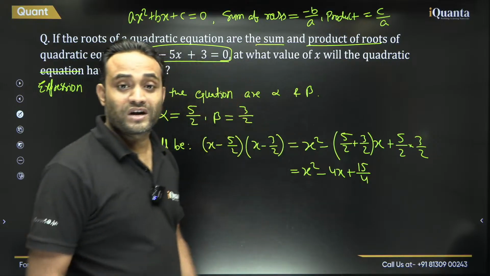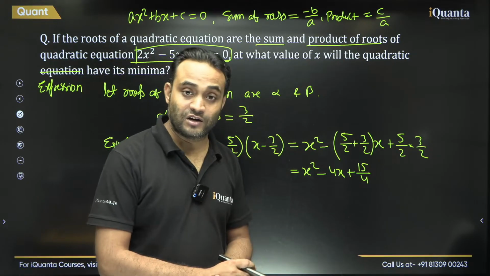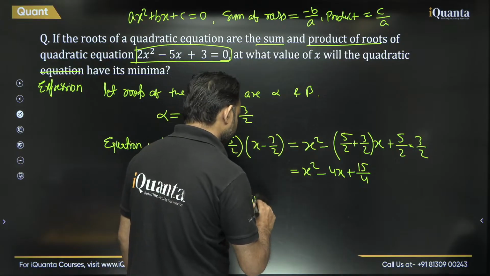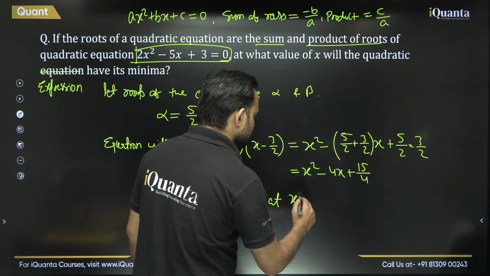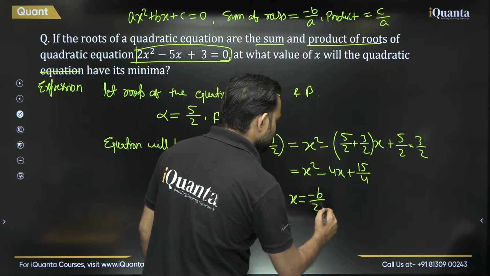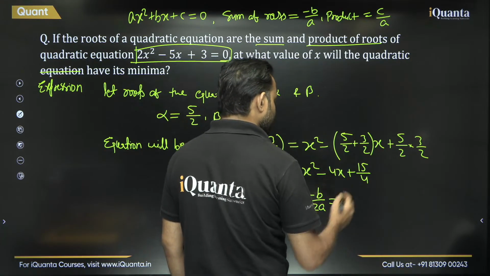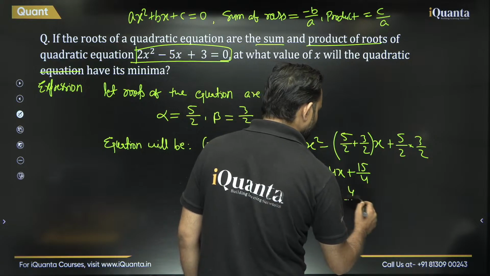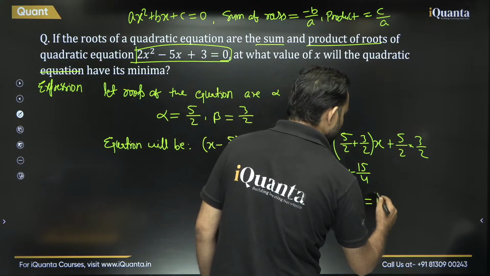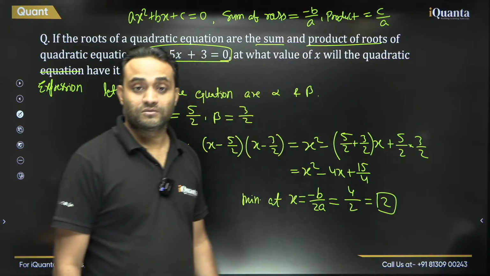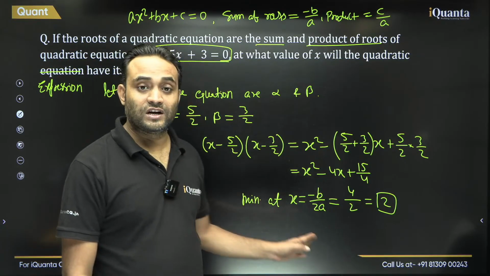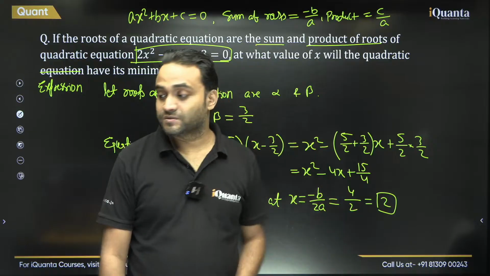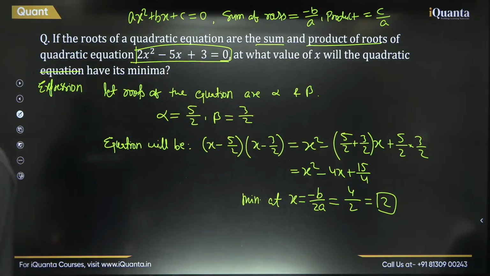Now any quadratic expression will have its minimum value at minus b by 2a. So the minimum is at x equal to minus b by 2a, which is 4 by 2, so that is equal to 2. This is the minima, the value of x at which the quadratic expression will have its minimum value. So that's your answer.